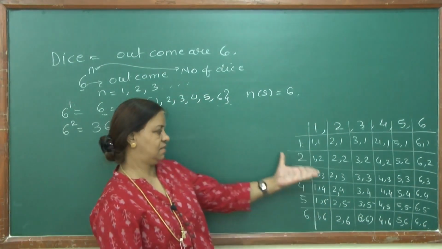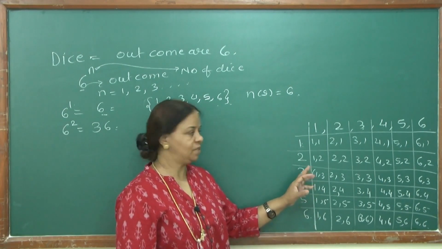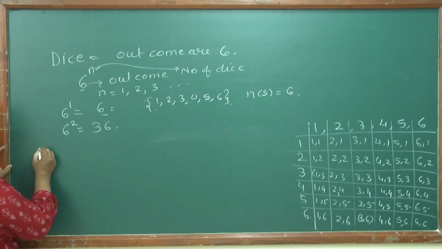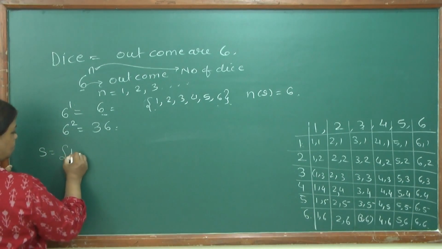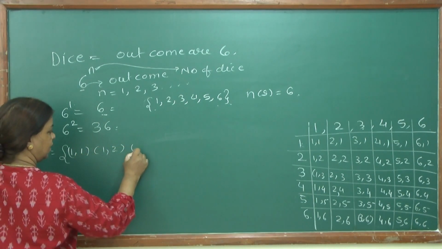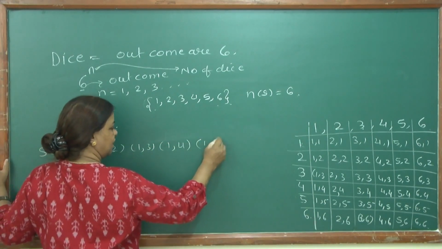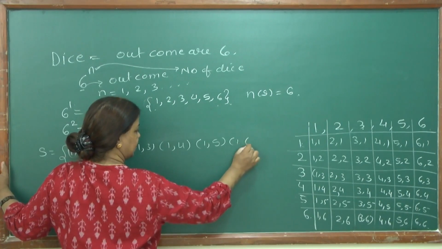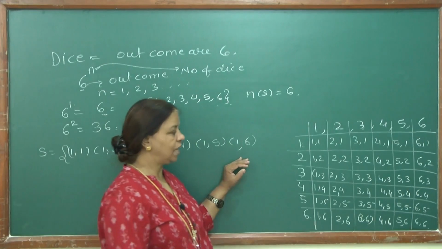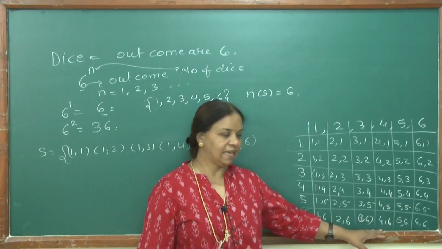And this is the number of sample space, element of sample space. Then you write it in roster form. Sample space will be, then you see 1, 1, 1, 2 and 1, 3, 1, 4 and 1, 5 and then 1, 6. Okay. Then and so on. Like that also you can write, but if you want to not make any mistake, you must write like that.